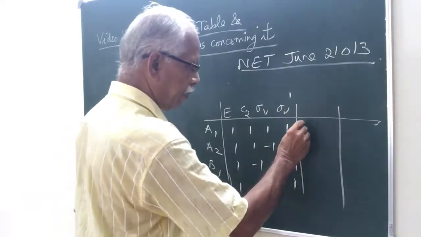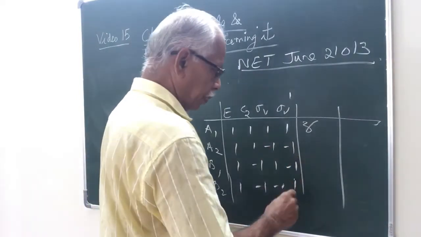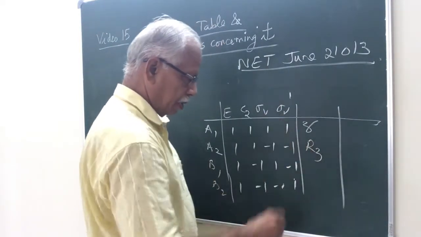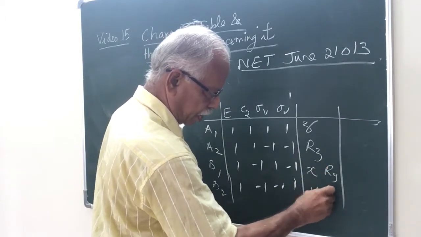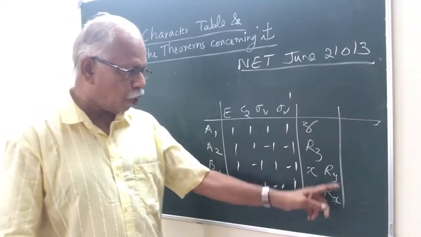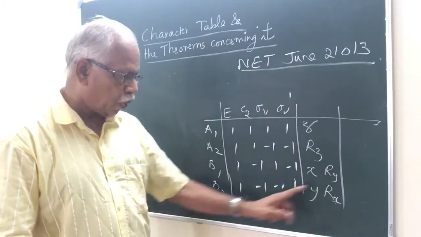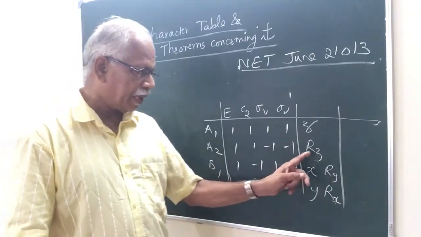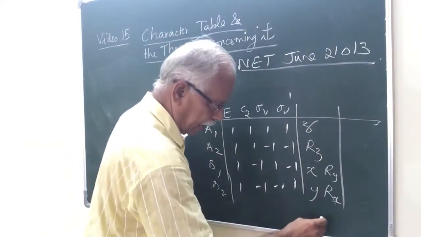You will find Z here. Then this is Rz, x, y, Ry, Rx. So for the rotational motions, Rx has the symmetry B2, Ry has the symmetry B1, Rz has the symmetry A2, etc. That is area 3.